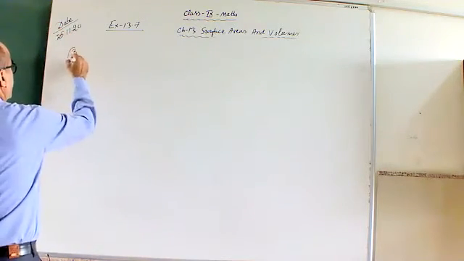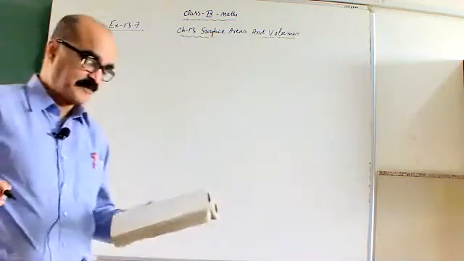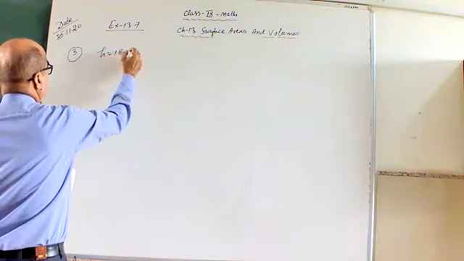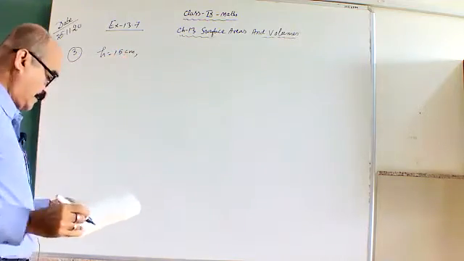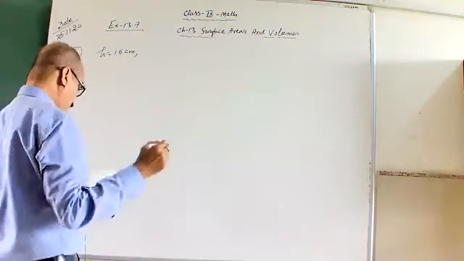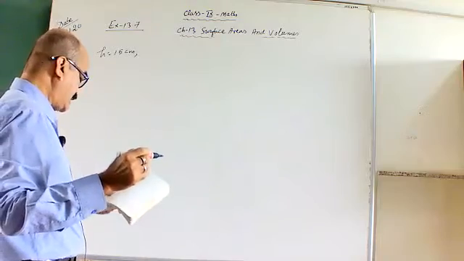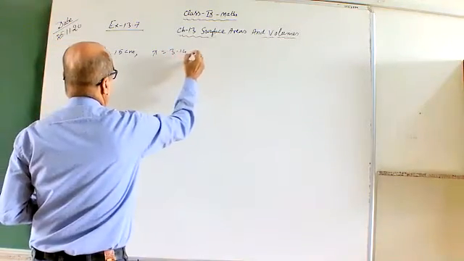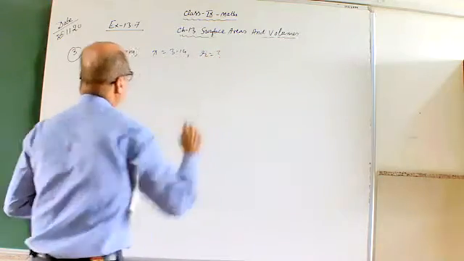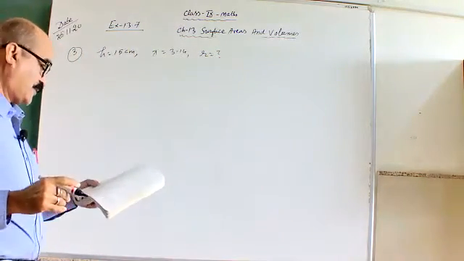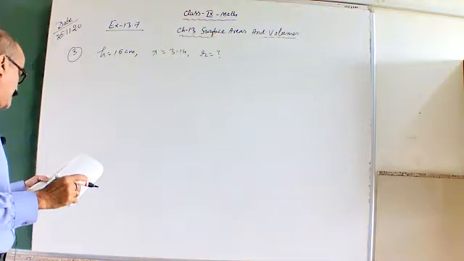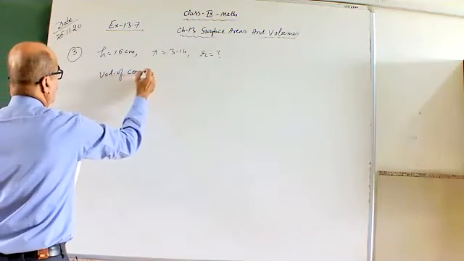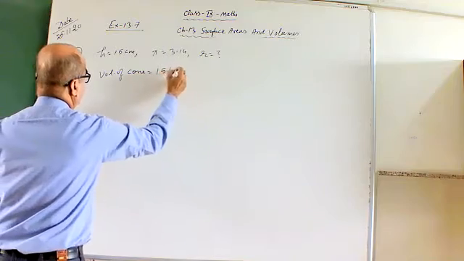So question number 3 is: the height of the cone is 15 centimeter and its volume is given as 1570. Find the radius of the base. And pi is equal to 3.14, given. You need to find out the radius of the cone. The volume of the cone is given.